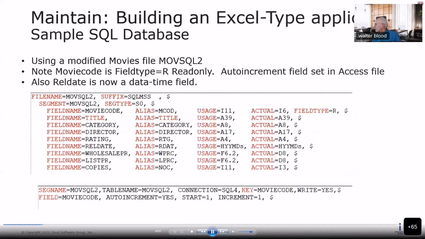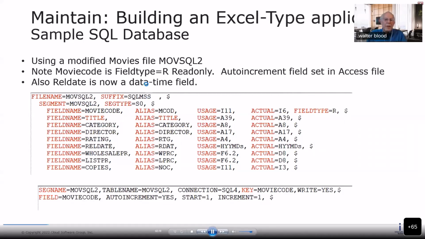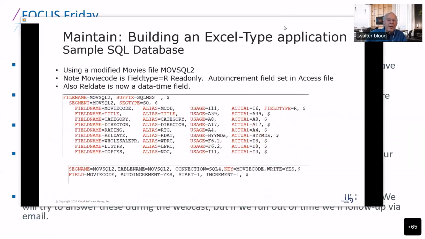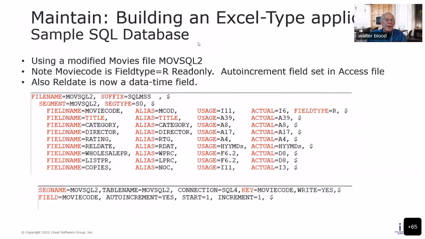I've taken the movies file and used it to create my MOVSQL2 file. MOVSQL2, as the name implies, is an SQL file with one key, also the movie code. But I've taken the A6 movie code and made it an I6. I've also made it field type equals R. I did this so it would become an auto increment field. And when you look at the Access file below, you'll see that I have that. Field type movie code is now an auto increment yes, start at 1 and increment 1. Every time we include to the database, the movie code field will increment 1. So we don't have to worry about it at all.